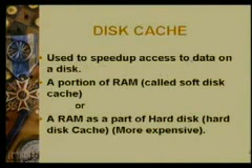Talking about caches, let's talk a bit about disk cache also. What is disk cache? Well, disk caches are used to speed up access to data on a disk. A portion of RAM, called soft disk cache, can be utilized as disk cache, or RAM as part of hard disk cache. However, this is a more expensive kind of process, and normally the objective of these disk caches is to access the information from the secondary storage input-output devices to the main memory of the computer at the fastest rate.